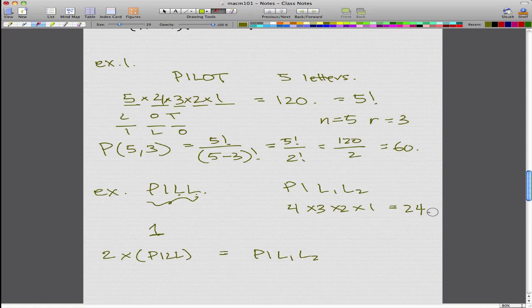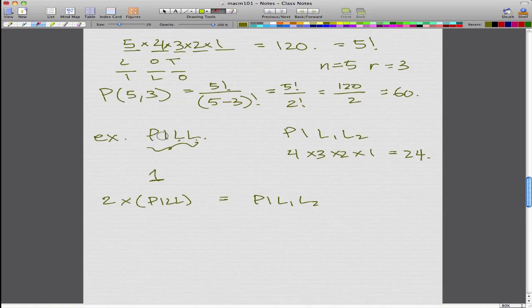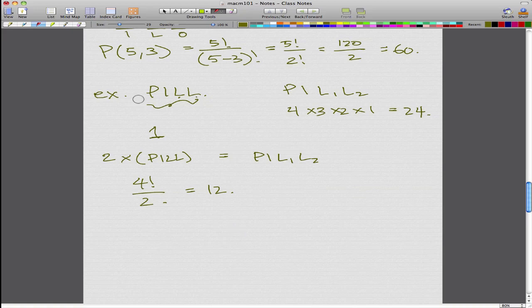So pretty much, if you want to get this example, all you have to do is take these two letters which are the same, think of them as not the same, as distinguishable, and just use the formula that we have always used and just divide it by 2. So in this case, the linear arrangements for pill are 12, because we take 4 factorial divided by 2, and that would give us 12. So that was kind of a tricky example.